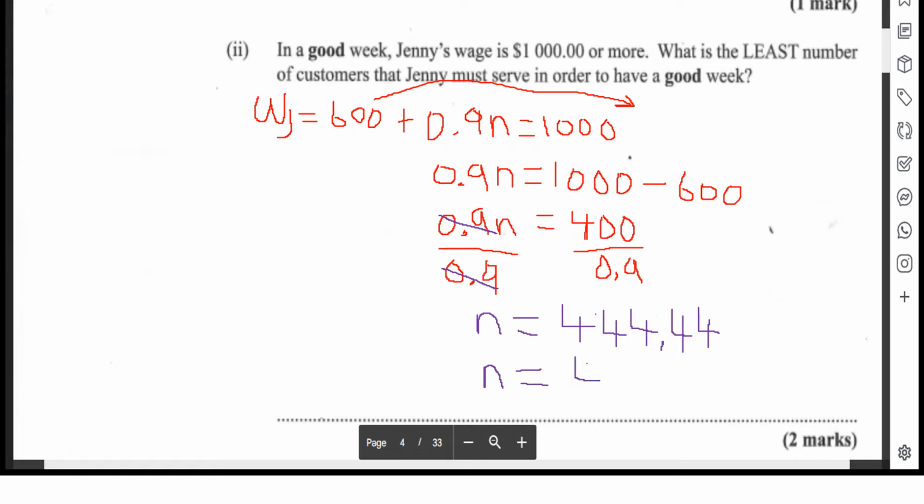Customers. So in a good week, Jenny must serve 445 customers, earn $1,000 or more. Actually, when we plug that into the calculator, she will earn more than $1,000, but that would hold the answer for what the examiner is looking for. So the answer is she must serve at least 445 customers to earn in that week $1,000 or more.